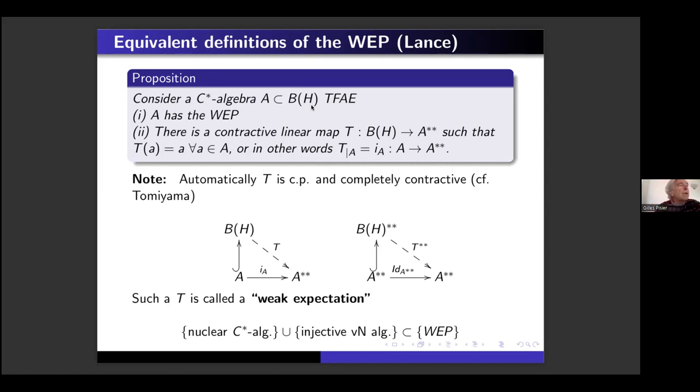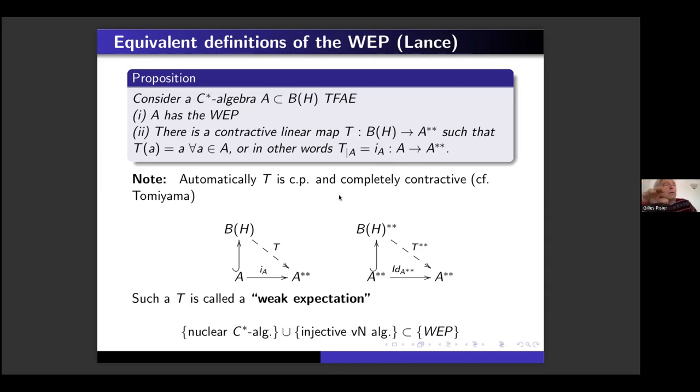If and only if there is a contractive linear map from B of H to the bidual of A, which is not a projection, such that it is the identity when restricted to A. In other words, you see T restricted to A is the same as the canonical inclusion of A into the bidual. Okay, so there are many details, many decorations that I could make to this statement.